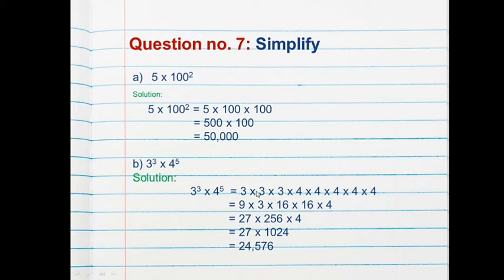You can simplify this number in a sequence also. You can multiply first 3 into 3, you will get 9, then you can write the remaining numbers as it is, then whatever you get here, that is 9, you can again multiply with 3, remaining as it is. So here in the sequence also you can multiply. So then next question.